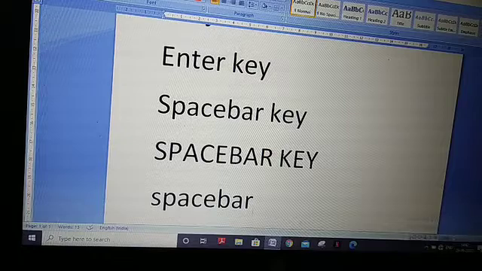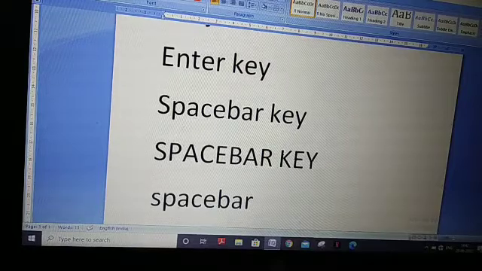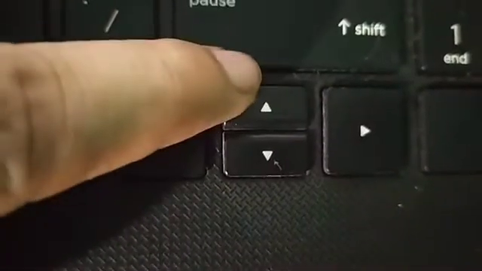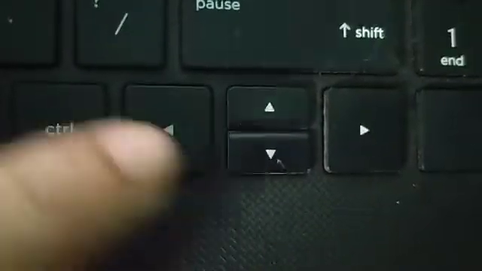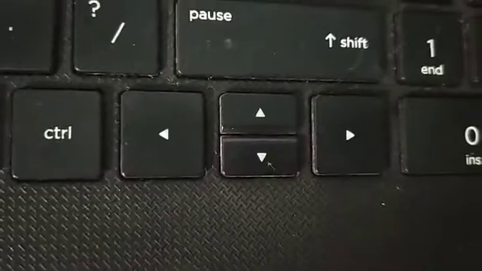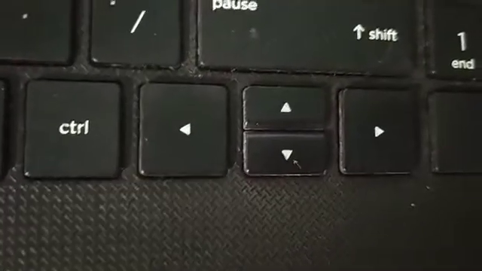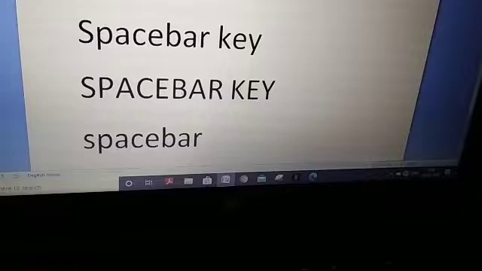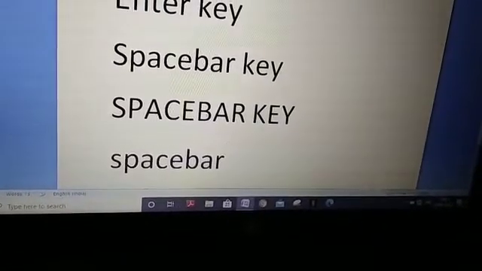Now next is the arrow key. See, there are 4 arrow keys. This is up, down, left and right arrow. All of you can see? Up, down, left and right. 4 arrow keys are there. Now these arrow keys are used to move the cursor on screen.